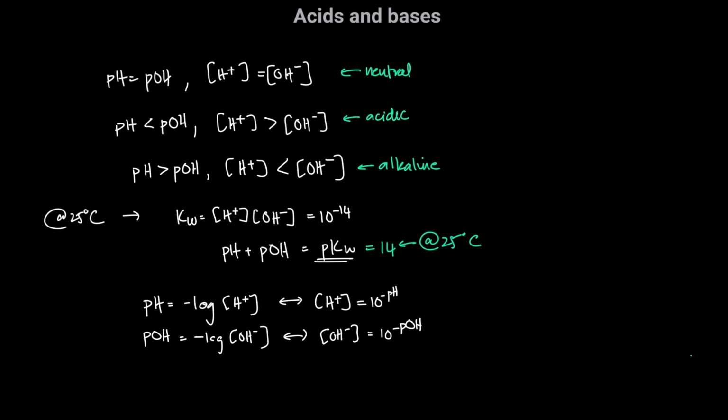And lastly, we just learned that pKw is equal to the minus log of Kw. So we can say that Kw is equal to 10 to the power of minus pKw. At 25 degrees Celsius, pKw is equal to 14, so Kw is 10 to the power of negative 14. So you can convert between them: if you're given H+ ion concentration, you can find the pH, or you can find the H+ ion concentration if you're given the pH. The same applies for hydroxide.